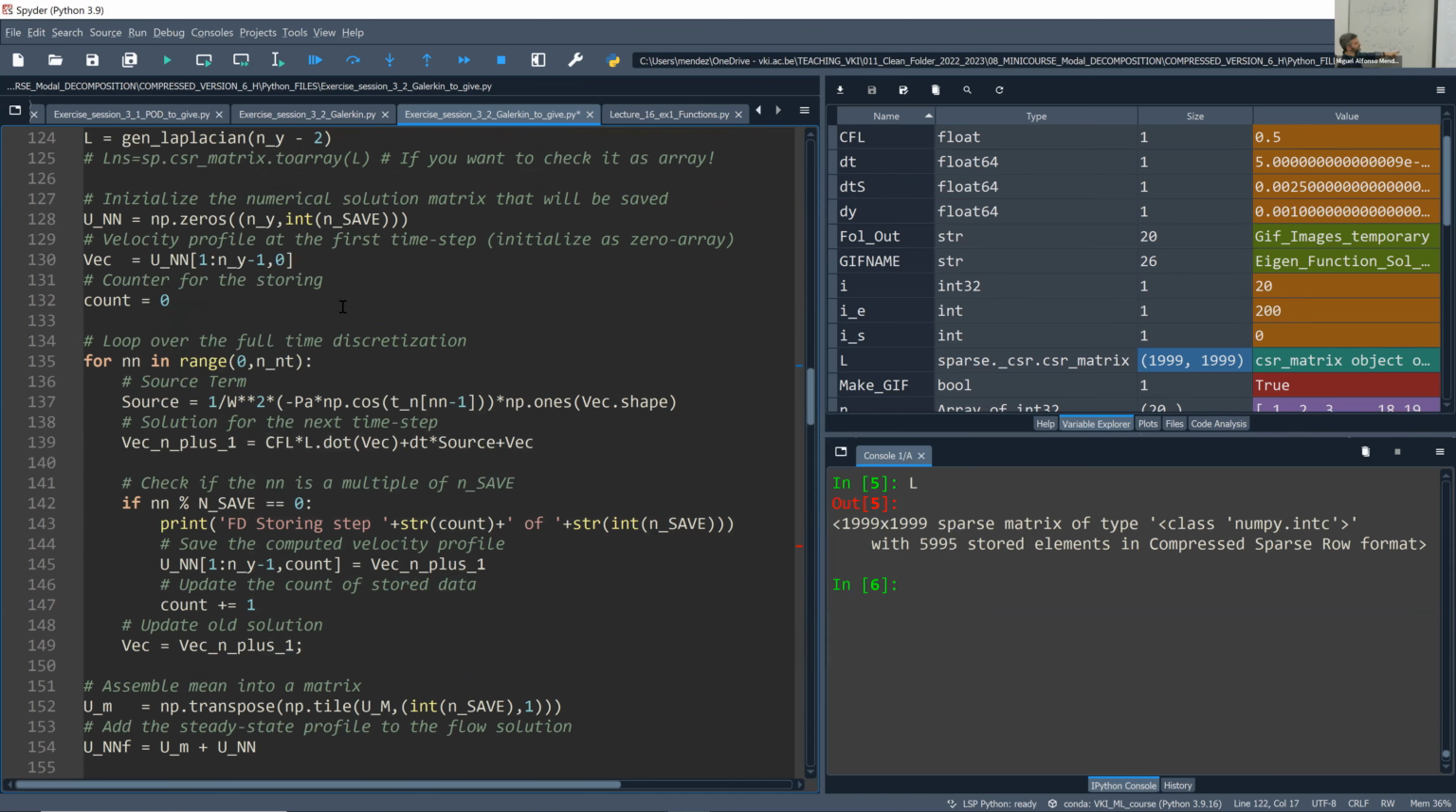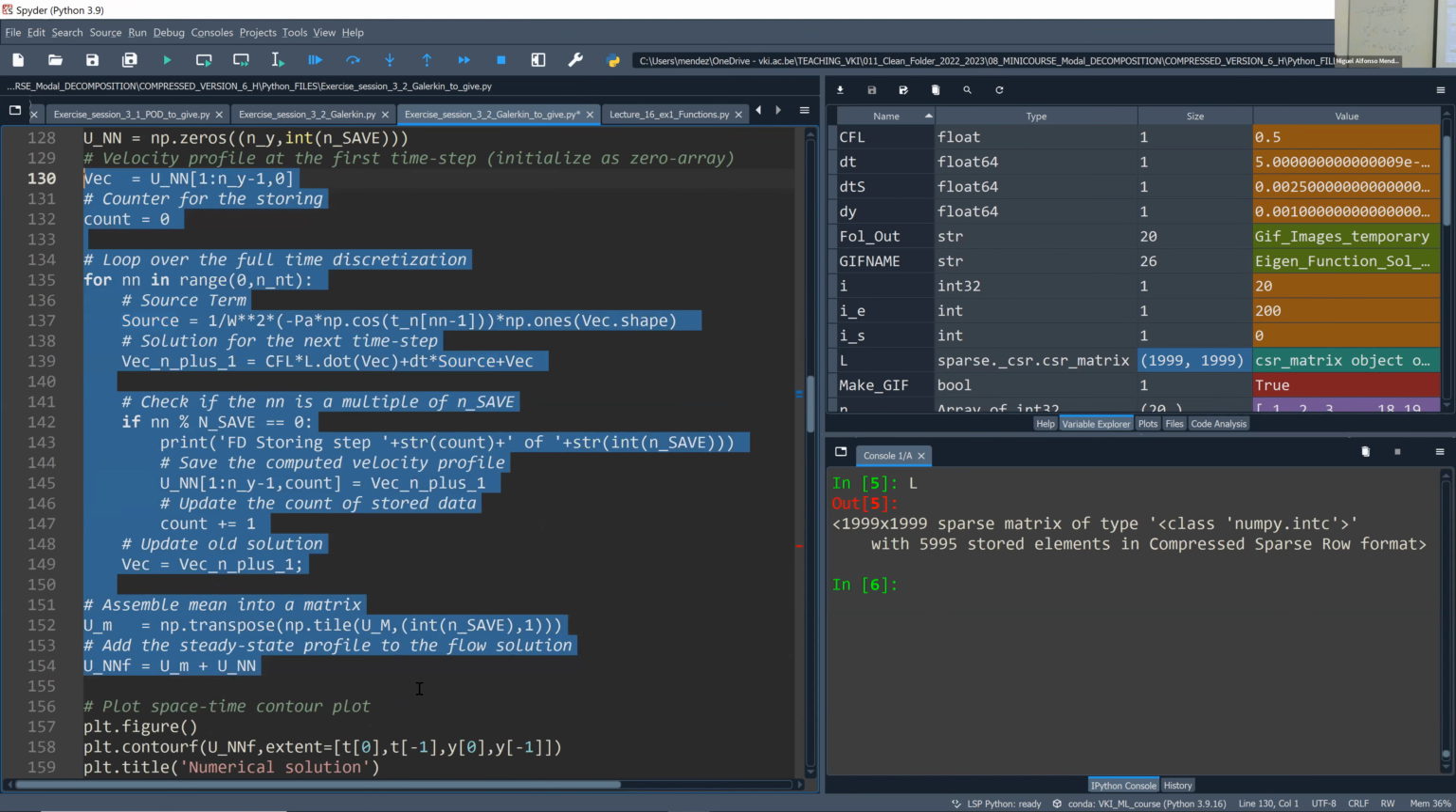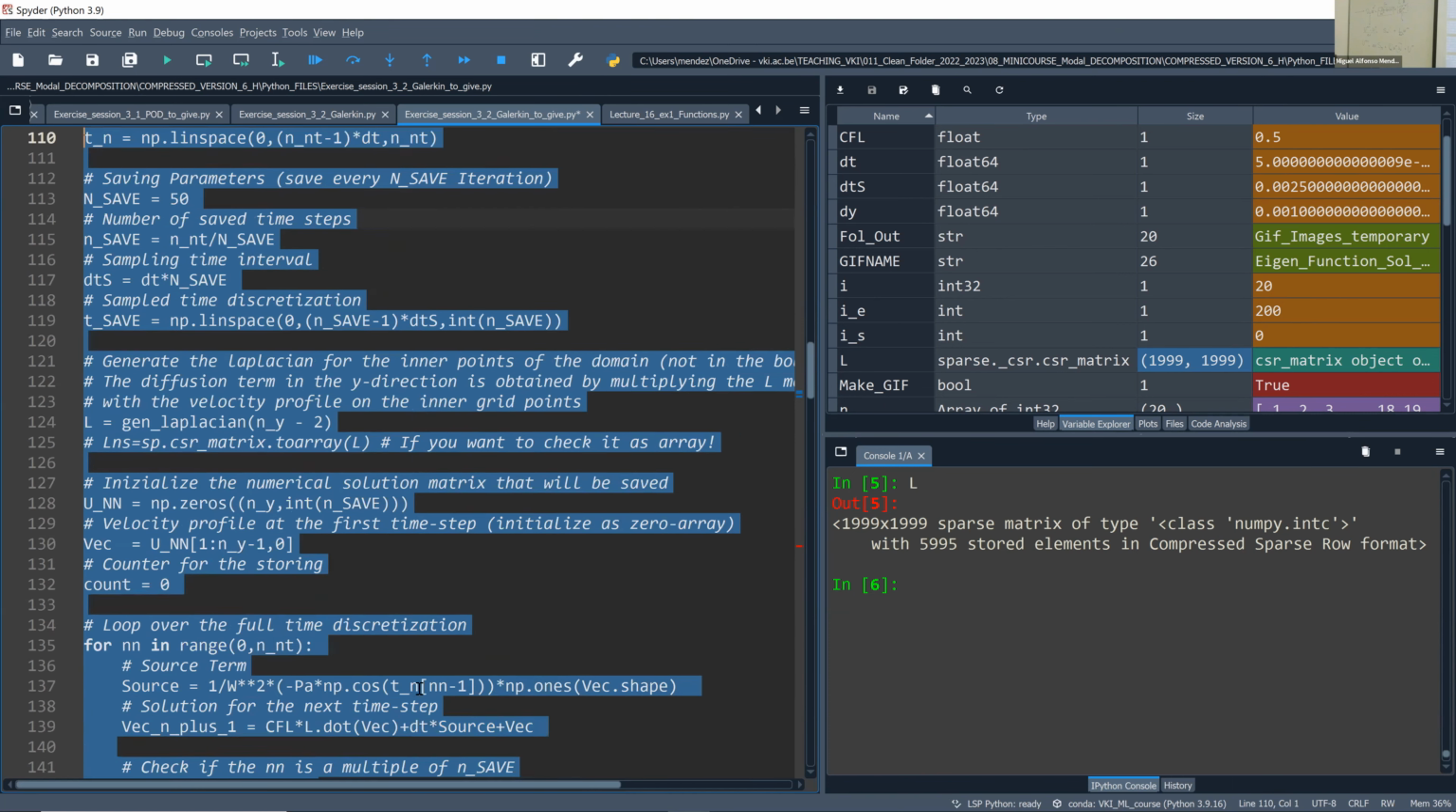CFL is this lambda, it's a scalar, I can write it anywhere. Then you have L dotted with the vector, so the current solution, plus you have this part here, plus vec, which is this part here. And this is just looping in a for loop. Is this clear? So we are advancing a dynamic system of dimension 2000. My computer can still handle this relatively easily. I hope yours also. So I encourage you to run until 154.